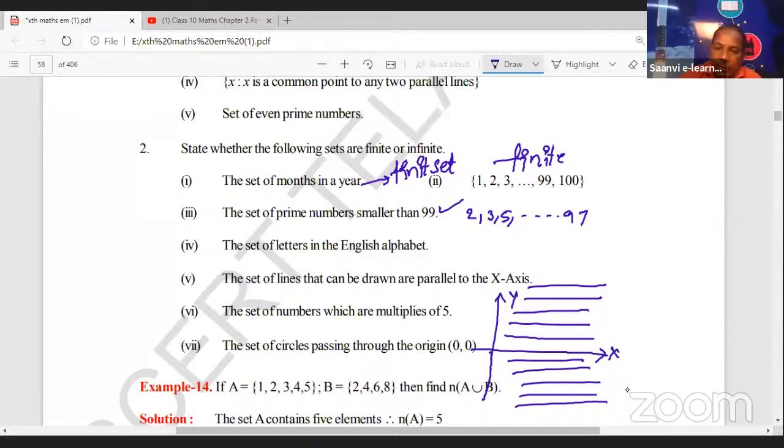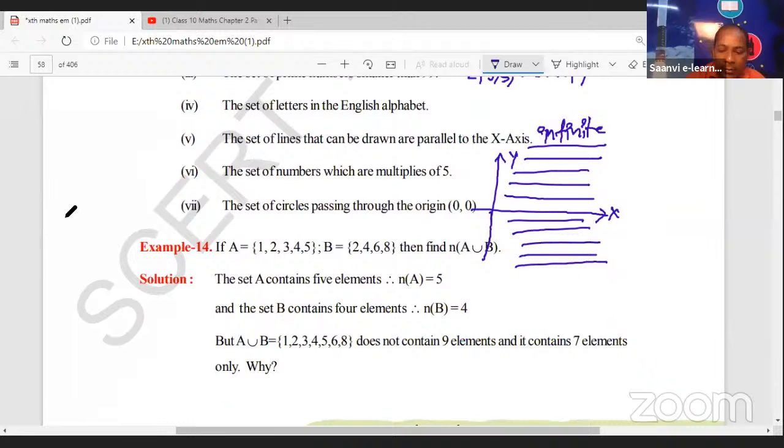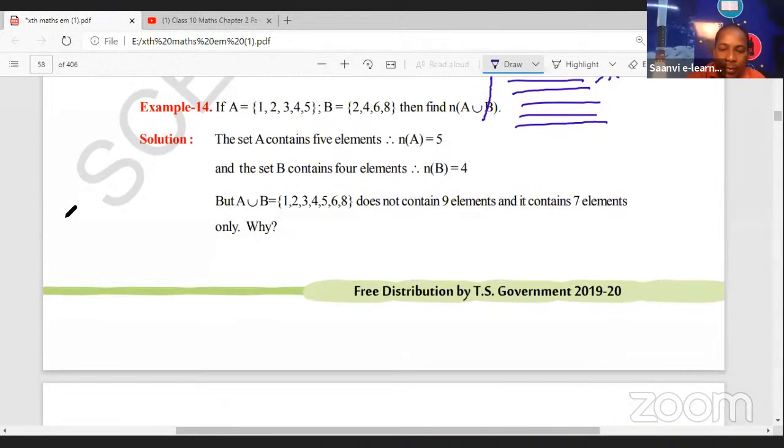Okay, like this, we can draw so many lines parallel to the x-axis. So, here it is an infinite set. In the same way, children, you understand the given statements and decide which is a finite set and which is an infinite set. So, write them. Up to here, the chapter is completed.